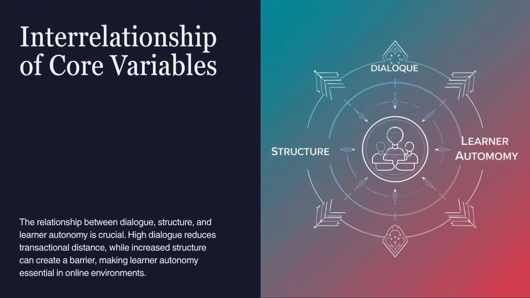However, when structure is too rigid and dialogue is low, students may feel disconnected, as I said previously. In those cases, learners must rely more on autonomy to succeed. This balance is especially important in online environments. High dialogue equals lower transactional distance. High structure equals higher transactional distance. High autonomy needed when dialogue is low.